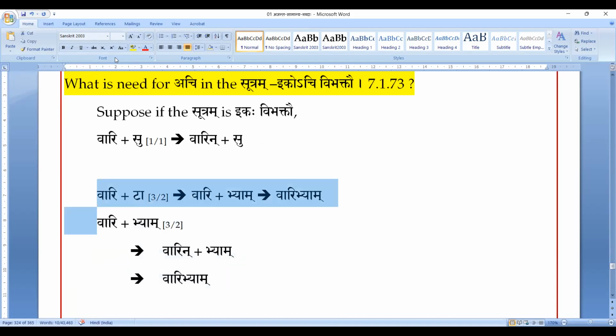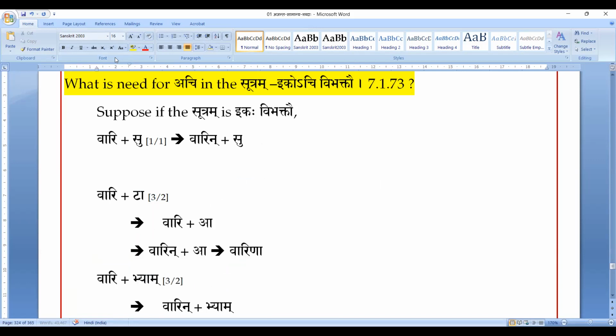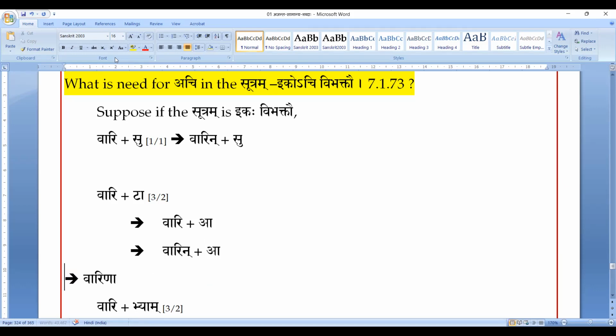Similarly, for 3-2, Vari plus Vyam, here also Vari plus Ta. Ta is Vibhakti Pratyaya. So Vibhakti Pratyaya Pare Num Bhavati. So Vari plus Ta, therefore you get Varina. So here also you get the form Varina, right? So therefore, what is the need for Achi in the Sutra? What purpose does it serve?